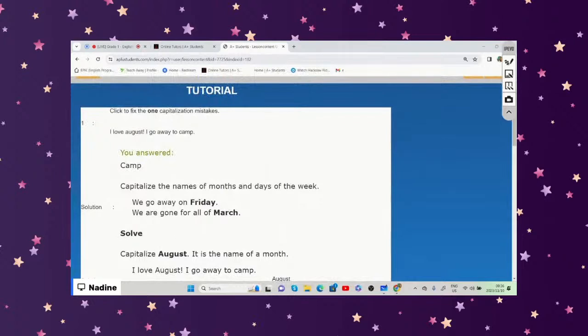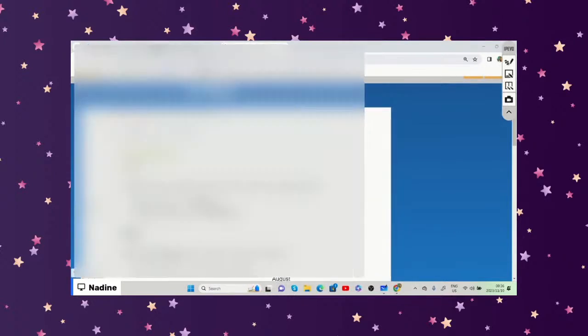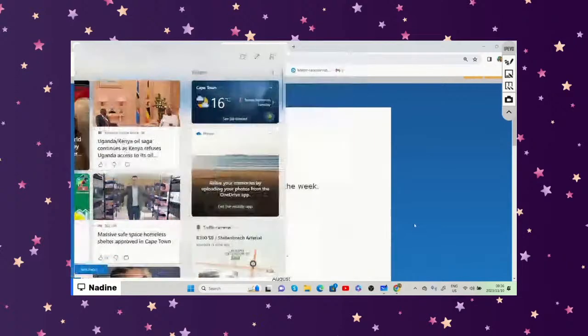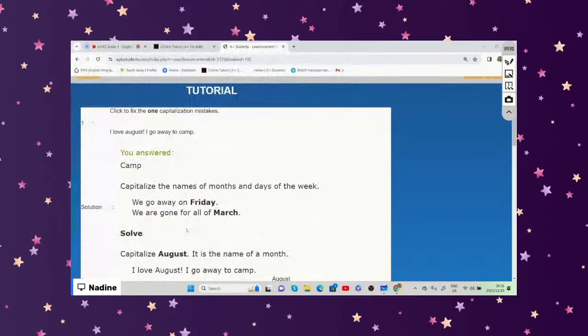So we need to also capitalize names of months. We say days of the week, and we see that there are 7 days in the week and 12 months in the year. For example, we go away on Friday, or we are gone for all of March.